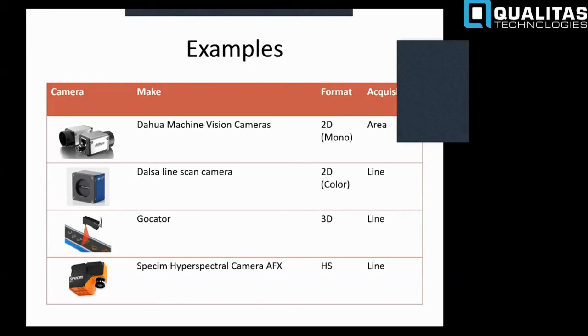For some advanced applications, let's say you want a 3D image, but you want a line scan type of application, then you can use a laser line profiler, like the LMI Gocator. And in more advanced cases, let's say you want a hyperspectral image, like a spectral cube, and you want to use line scan image acquisition, then you can use a Specim hyperspectral camera. But everything except the first one is an advanced concept, so don't worry about this. So that's the first element of camera selection: the image format as well as the acquisition type.